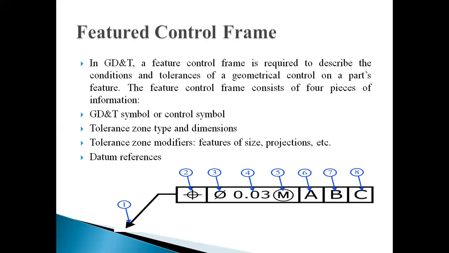Fifth one is the modifiers. We use different modifiers, for example, least material condition, maximum material condition, etc. So we use this symbol. Sixth one indicates A. It is a primary datum. In reference to it, we design a part. Seventh one is the secondary datum. It is always placed on the right of the primary datum. It indicates a secondary datum. And eighth one that indicates C is a tertiary datum that is always placed on the right of the secondary datum.